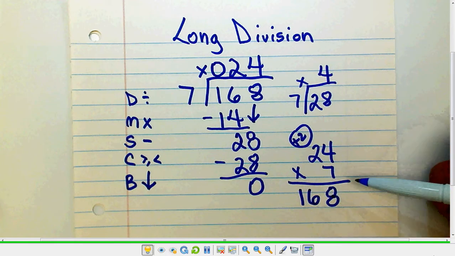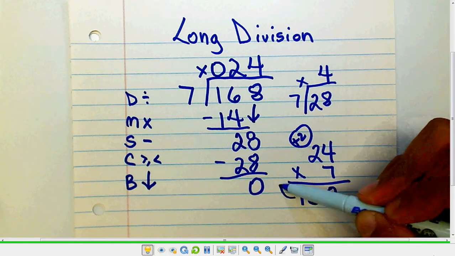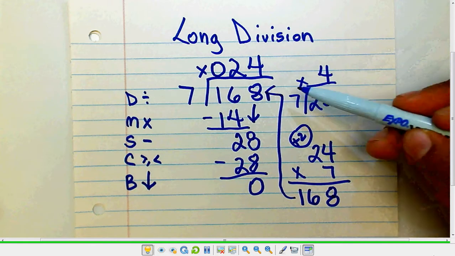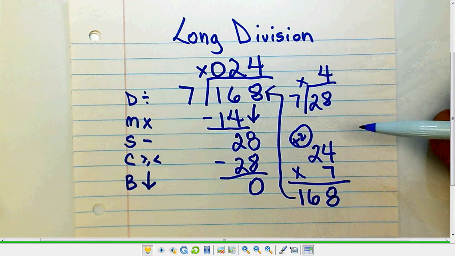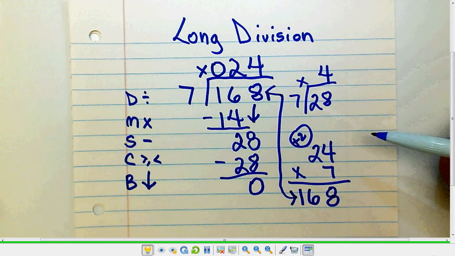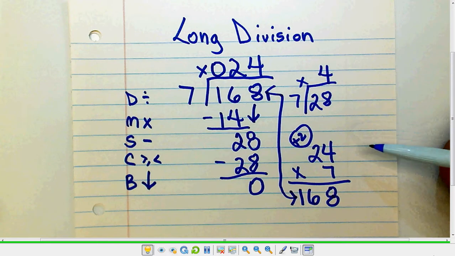In this case, we have no remainder. And as long as your answer matches the dividend, which is 168, then you have the correct answer. Every division problem must be checked with the inverse operation.